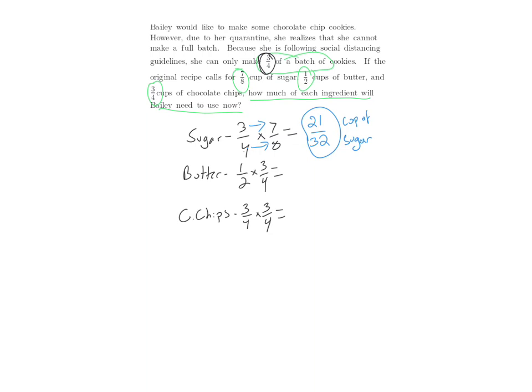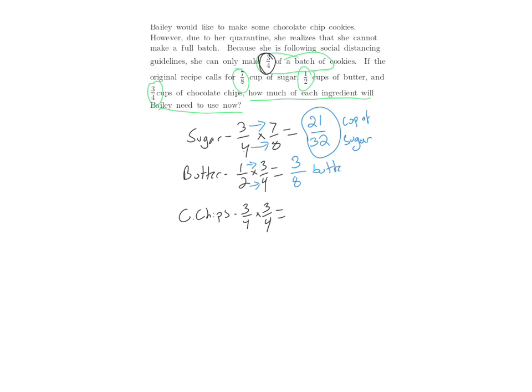Then for butter, same thing. We do numerator times numerator. 1 times 3 is 3. And denominator times denominator, 2 times 4 is 8. So she needs 3/8 of a cup of butter.